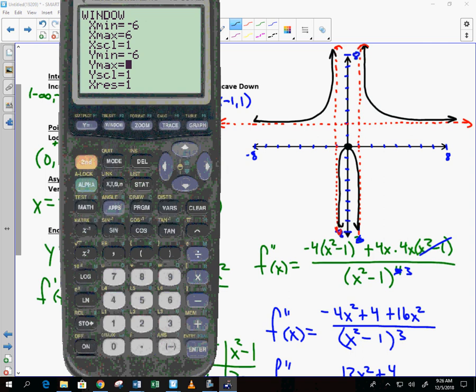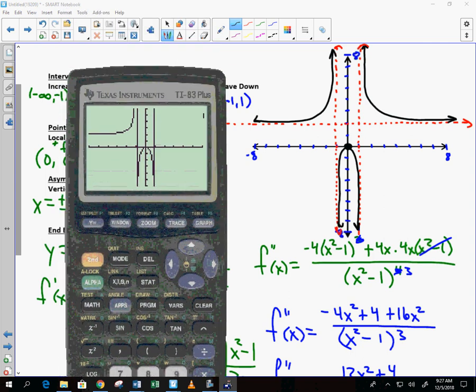I'm going to blame it on the calculator. Not enough pixels on the calculator. Is that better? Wow. You guys are a tough crowd. All right. That's it. You're done with the unit.